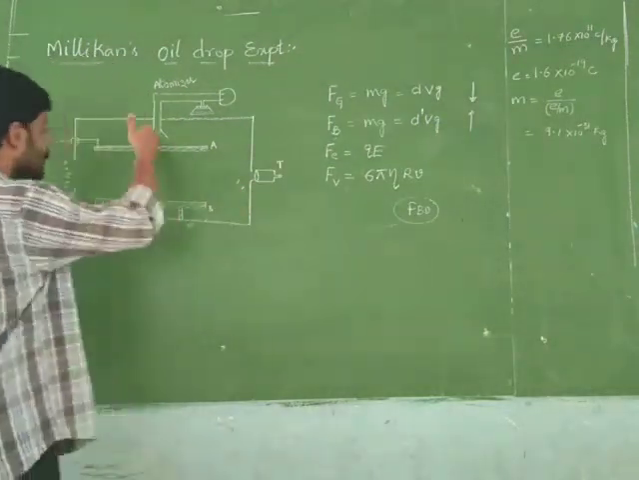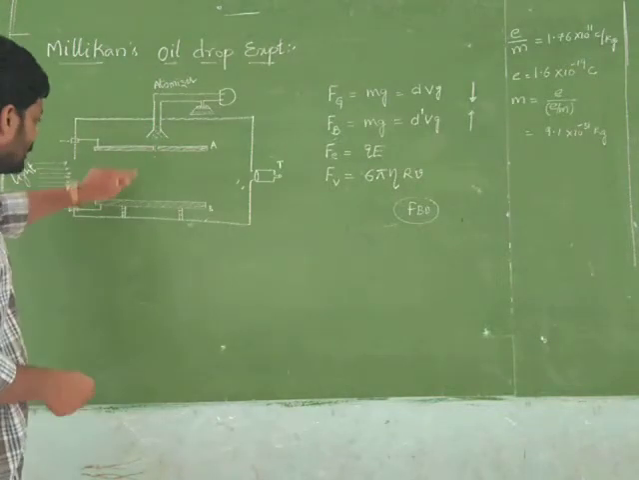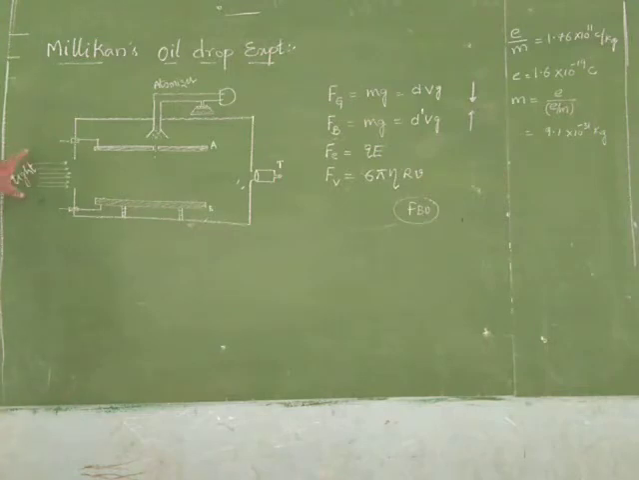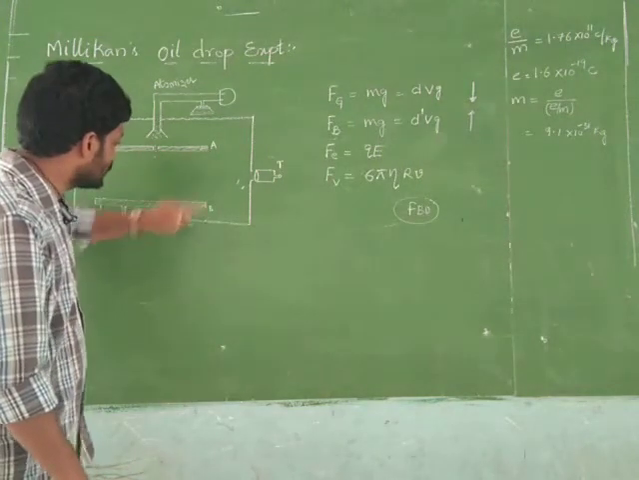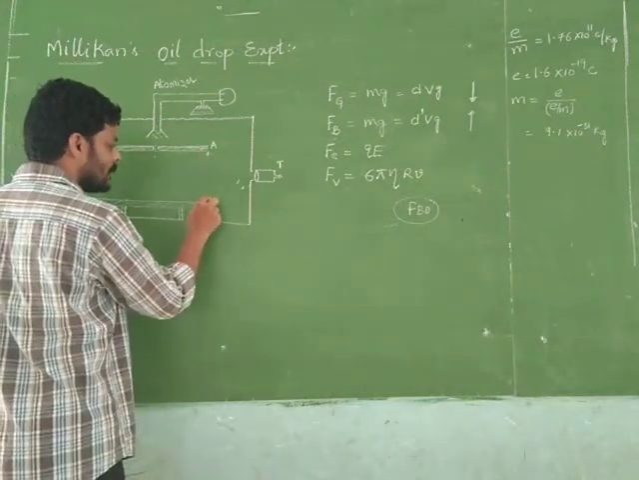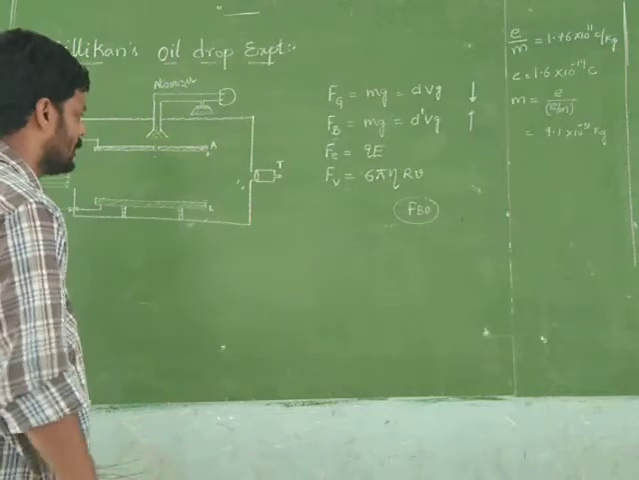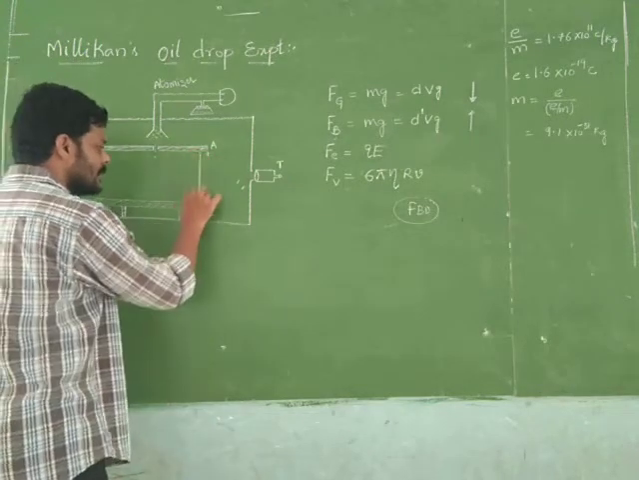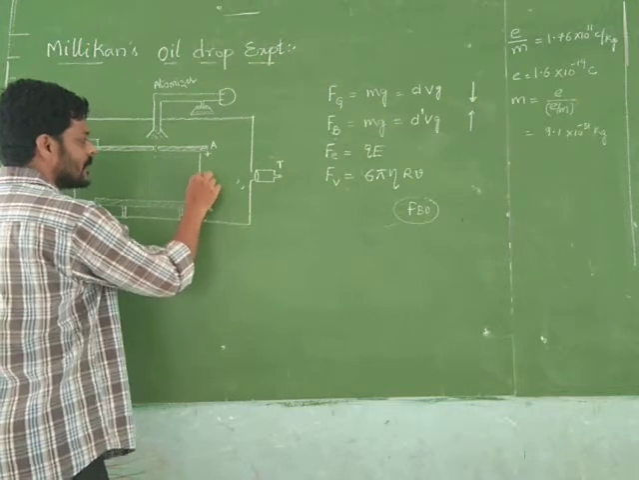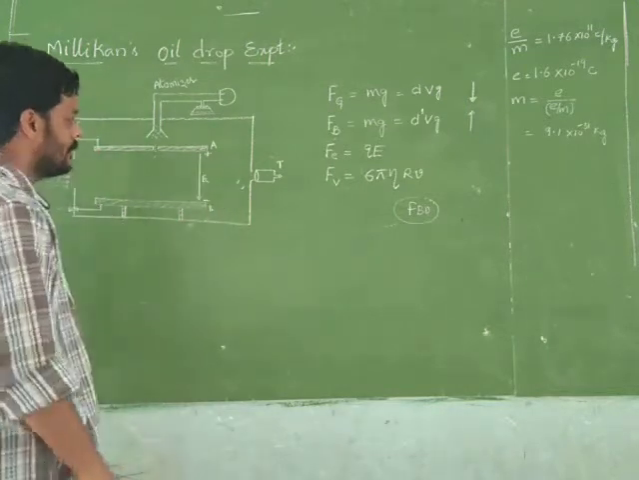Now they are entering into the field. Here A and B are metal plates connected with the positive or negative terminal of the battery. We can change the polarity of A and B. There is no fixed one. Suppose I take this one as positive and this one as negative, for example. So the field direction is vertically downwards, from the positively charged plate to the negatively charged plate. The field is like this.